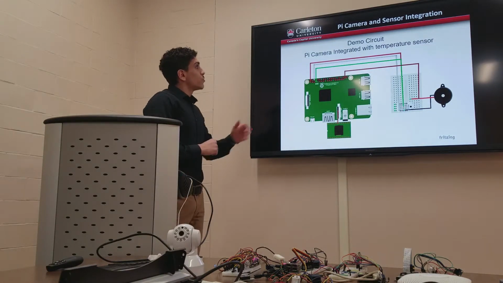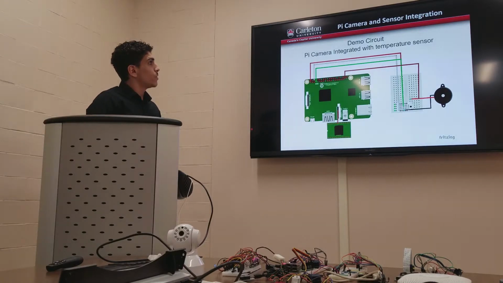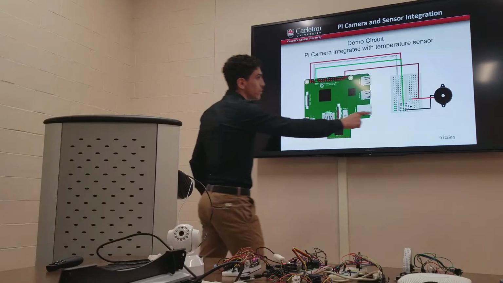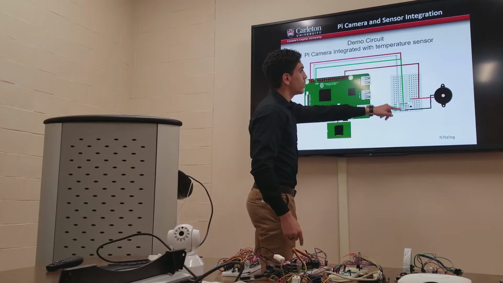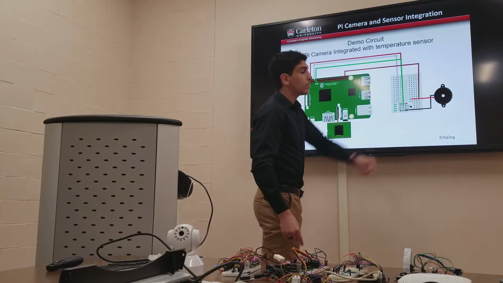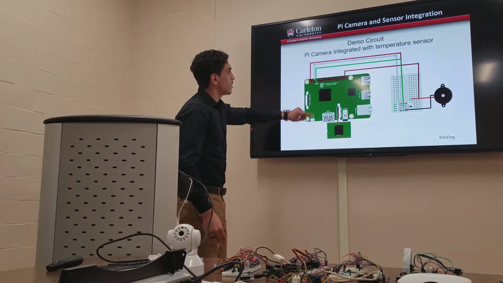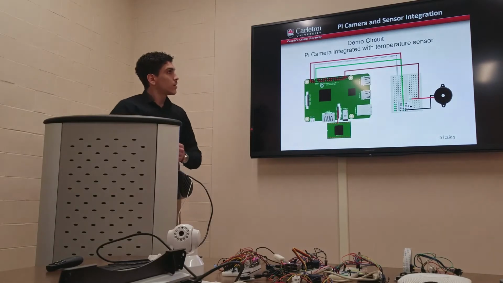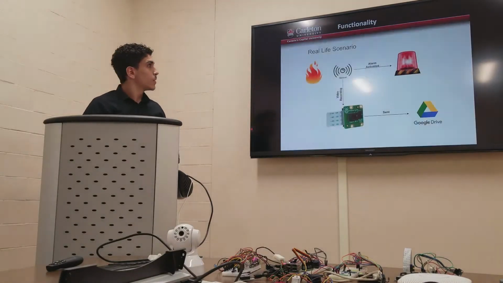So this is a demo circuit we created. We integrated it with a temperature sensor, as you can see on the right side. The temperature sensor is on the breadboard, and that's a buzzer for the alarm. And this is the Raspberry Pi camera connected to the Raspberry Pi board. And in the next slide, I will explain how this circuit works.